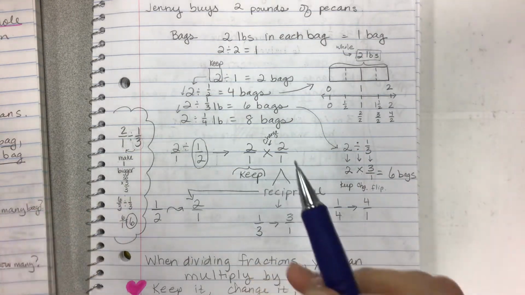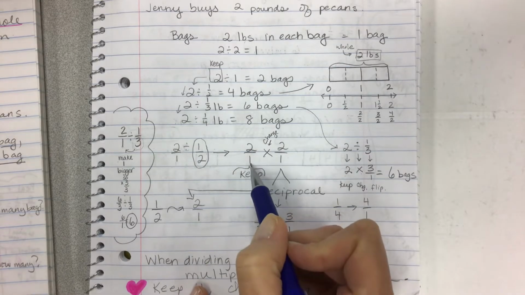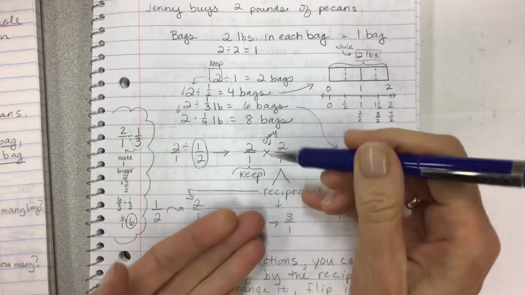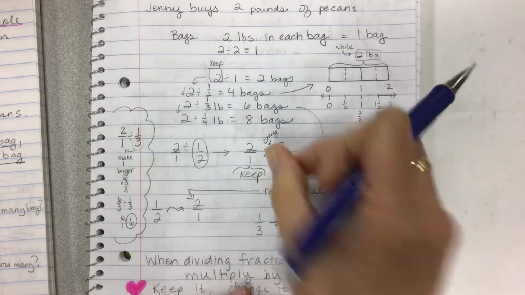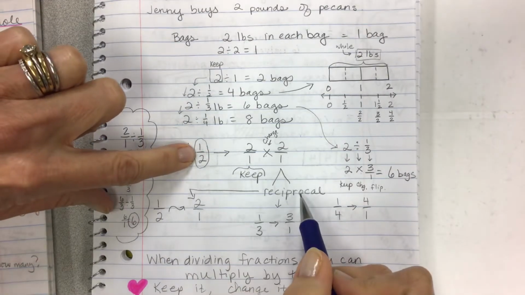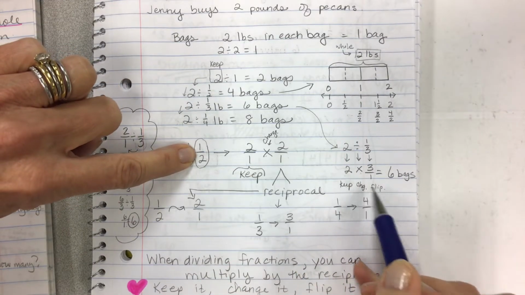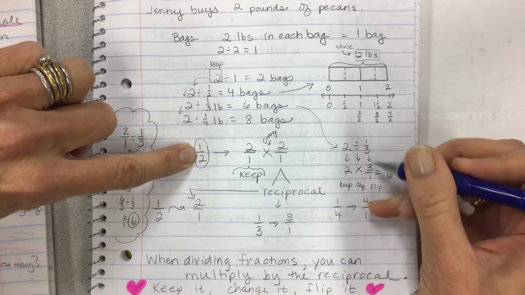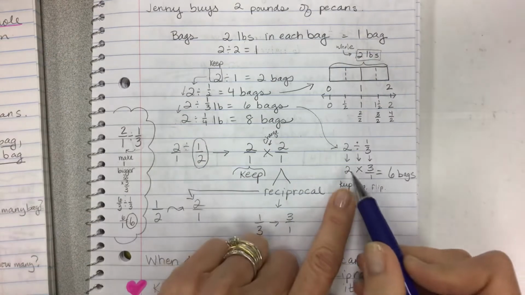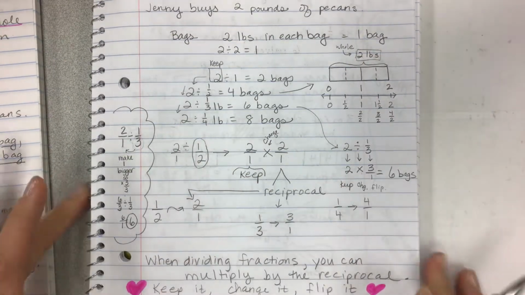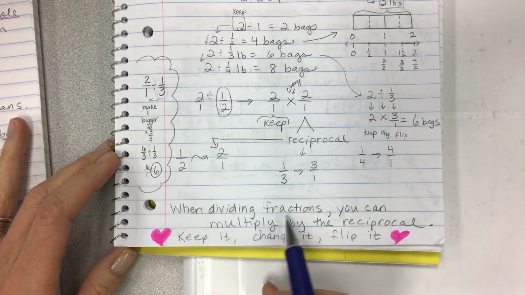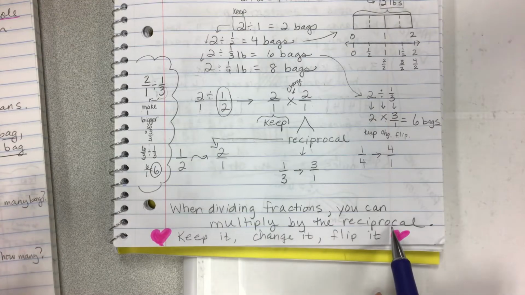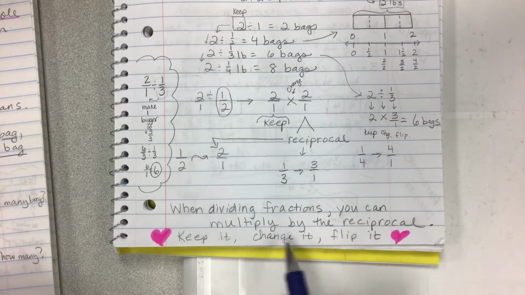But anyway, if you keep this 2, change your division sign to multiplication, then you're going to multiply by the opposite or the reciprocal of what you had before. So that's where the flip comes in. Keep it, change it, flip it. Okay, so you flip the second fraction so that it becomes 3 over 1 instead of 1 over 3. Multiply 2 times 3 and get 6. Okay, so write this down. When dividing fractions, and this is how your parents can do it, you can multiply by the reciprocal. Here's what you say. Keep it, change it, flip it.